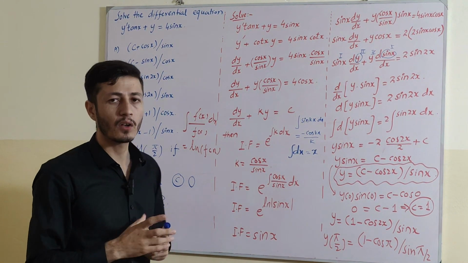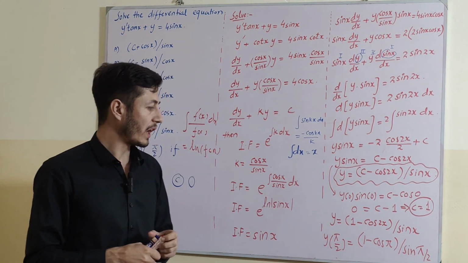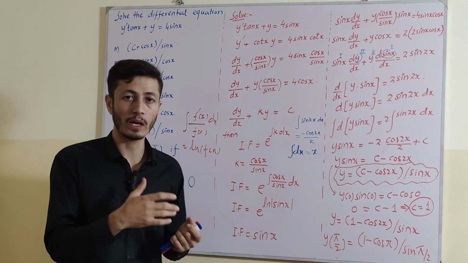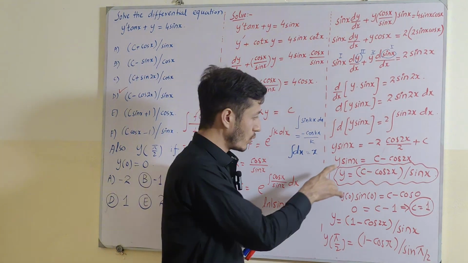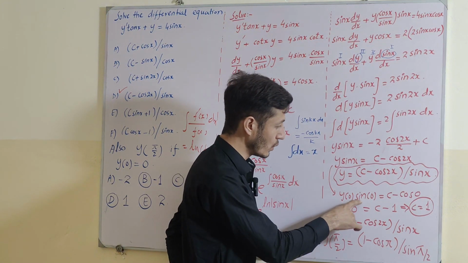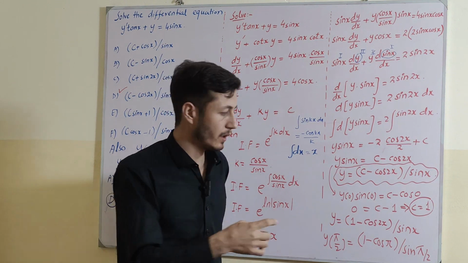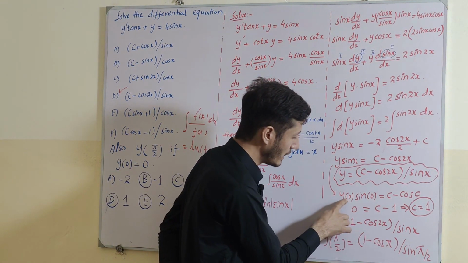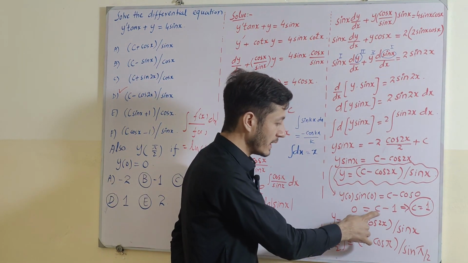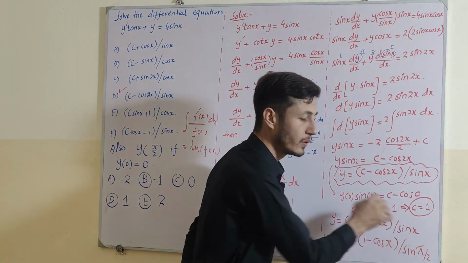So the general solution for the differential equation is this one. Now we have to find y of pi by 2, if y of 0 is equal to 0. So by placing x equal to 0, y of 0 into sine of 0 is equal to c minus cos of 0. Cos of 0 is 1, so it becomes c minus 1, and y of 0 is 0 and sine of 0 is also 0, so 0 multiplied by 0 gives us 0. Then 1 comes to the other side, so c is equal to 1.